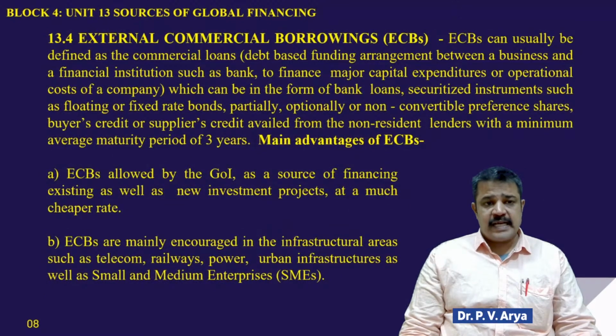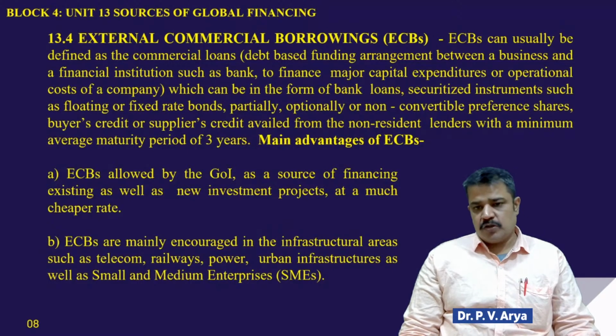Then there is external commercial borrowing, called ECBs. They can be defined as commercial loans, debt-based funding arrangements between a business and a financial institution, such as a bank, to finance major capital expenditures or operational costs of a company. They can be in the form of bank loans, securitized instruments such as floating or fixed rate bonds, partially, optionally, or non-convertible preference shares, buyer's credit or supplier's credit availed from non-resident lenders with a minimum average maturity period of 3 years.